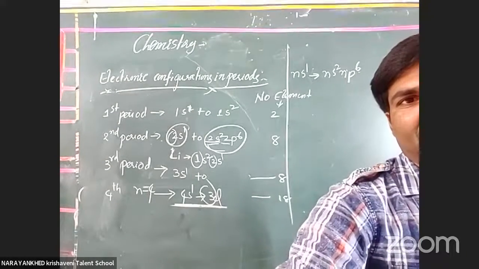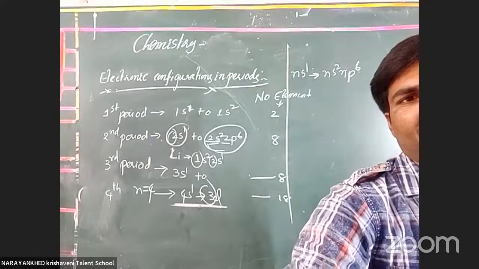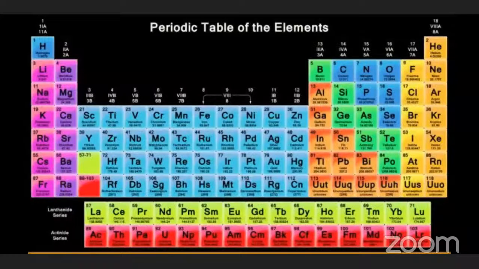Now check it once. The first element of the first period is hydrogen. The last element is helium. The first element of the second period is lithium. The last element is neon. The 11th element is sodium, which is the third period. The first element is sodium. The last element is argon.